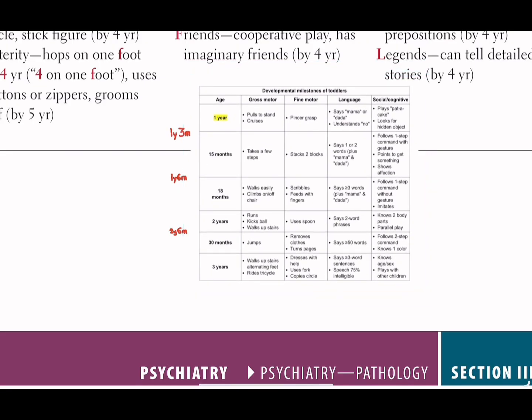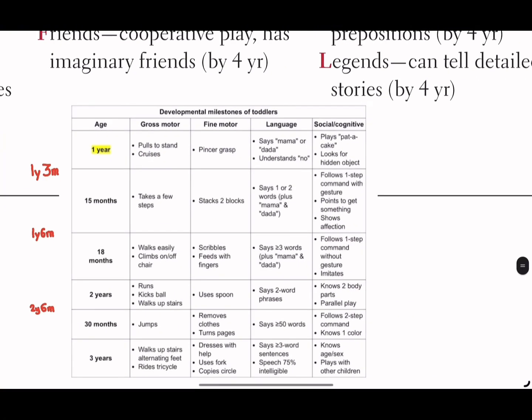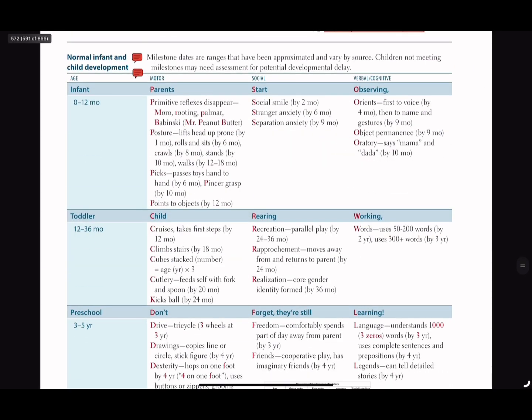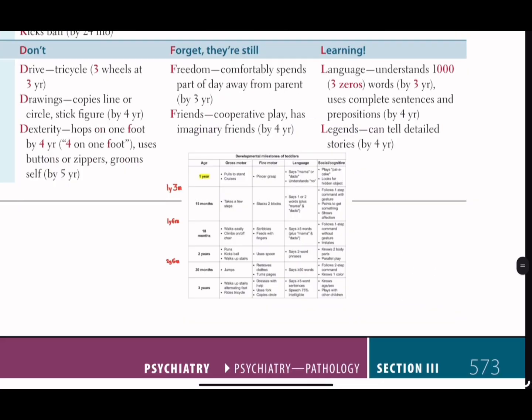Okay, first year we pull to stand. We said that it cruises, pincer grasp. We said that pincer grasp was 6, I guess, 6 months, by 10. Oh yeah, we said pincer grasp. They'll catch it with both the index and the thumb. They'll catch something, and the rest of the fingers will be like that. So this is 0 and this is 10. Okay, pincer grasp is 10.